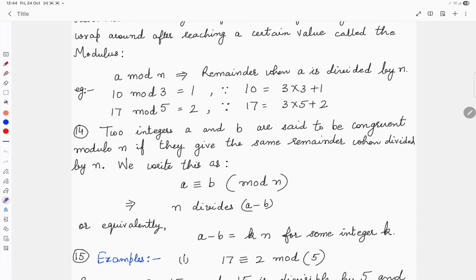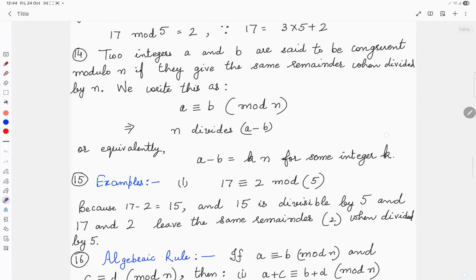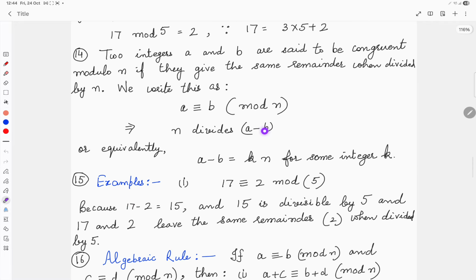Or equivalently, we can say that once we find a minus b, n will divide a minus b. If this is the case, then a and b are said to be congruent. So if n divides a minus b, I can write this expression a minus b is equal to k.